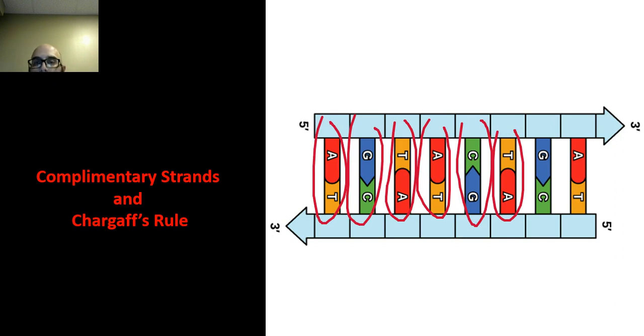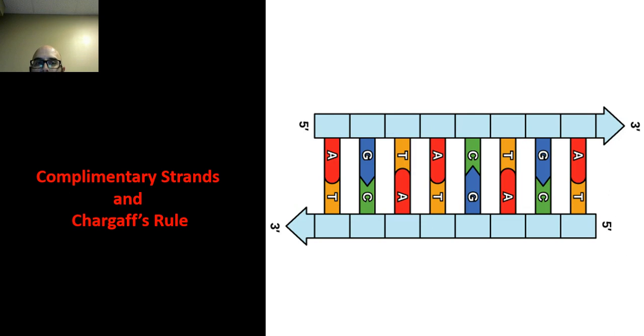of the strand. But this genius base pairing and complementary base pairing and complementary strands actually gives us this fancy thing called Chargaff's rule. Everybody say Chargaff. Nice. Chargaff's rule essentially means if you know the quantity of one of the nitrogenous bases, you know the exact quantity of the other nitrogenous base.